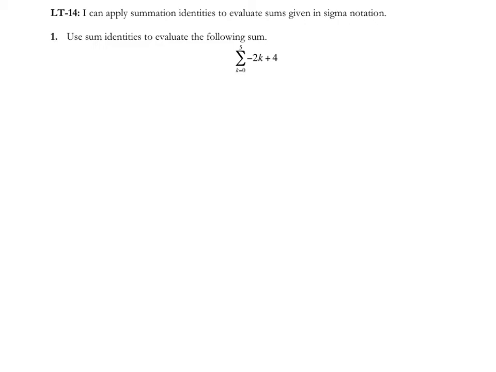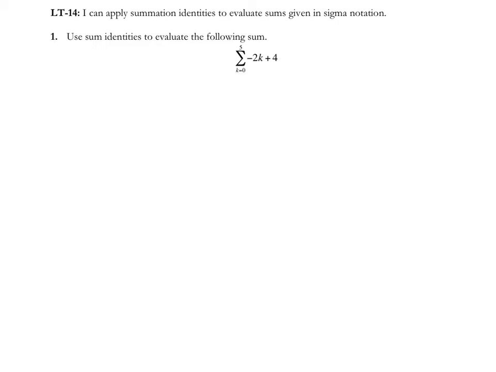Now, Learning Target 14 is about applying summation identities. So in order to get credit on Learning Target 14, you need to actually be finding the value of the sum using summation identities. If you don't use summation identities, you won't get credit for completing that problem. And summation identities are that list of formulas and properties about sums written in sigma notation.